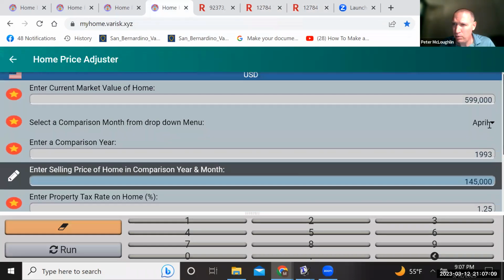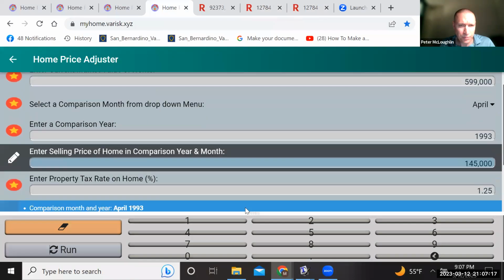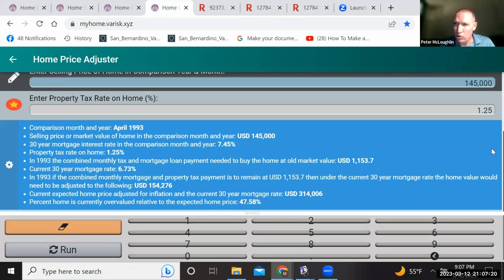So I put in April 93 and 145. Then running this one. You can see in this comparison year and month, the expected home price adjusted for inflation and the 30-year mortgage rate is 314. You can see in April 1993, the mortgage rate was 7.45%. So it's actually higher than it currently is. So it's saying that the house, relative to this comparison year and month, is 47% overvalued.